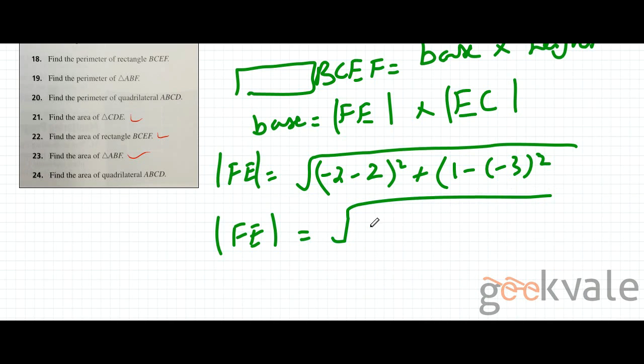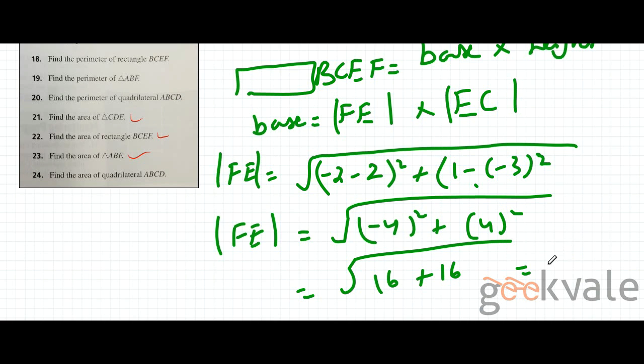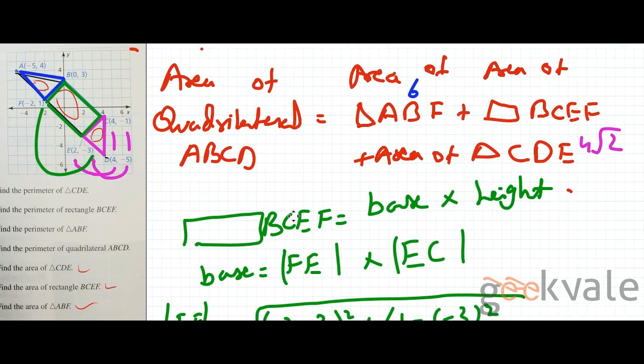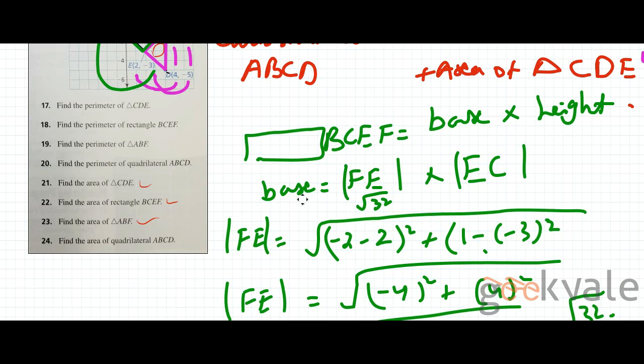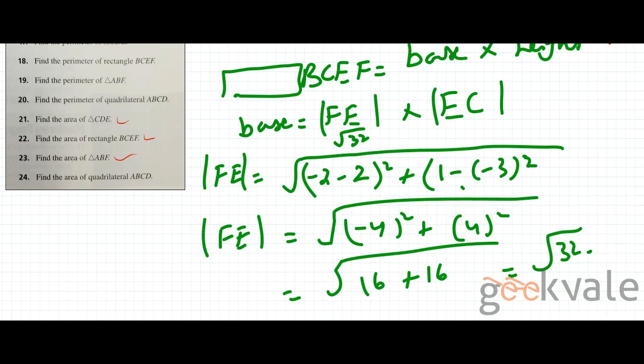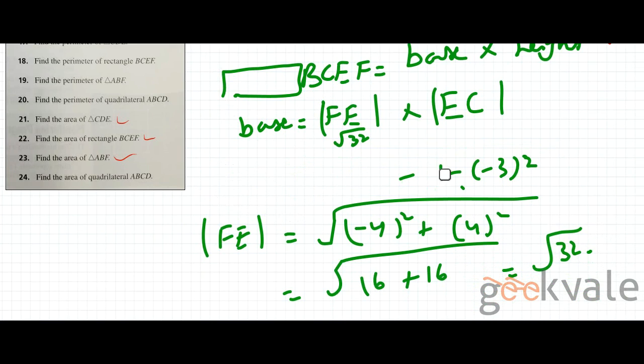So you will get minus 4 square plus 1 plus 3 from here will be 4 square. 16 plus 16, square root of 32. Okay, we got square root of 32 from here. Square root of 32, which is the base of this rectangle, or the distance FE. Let's get rid of that now.